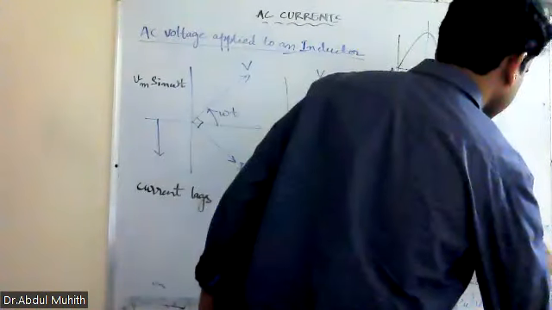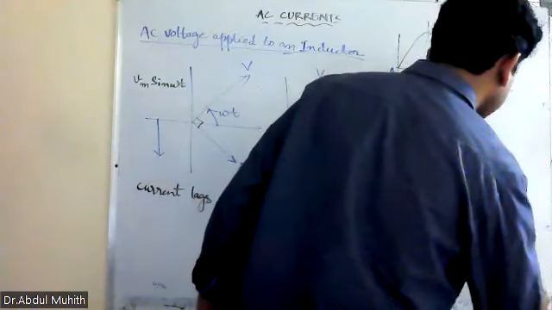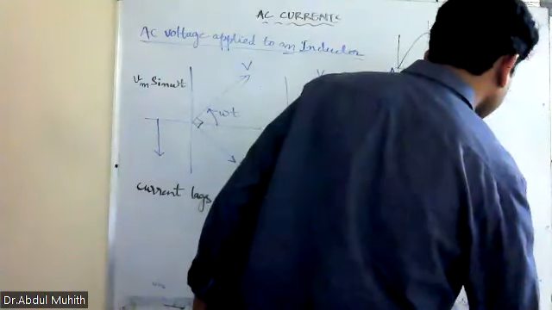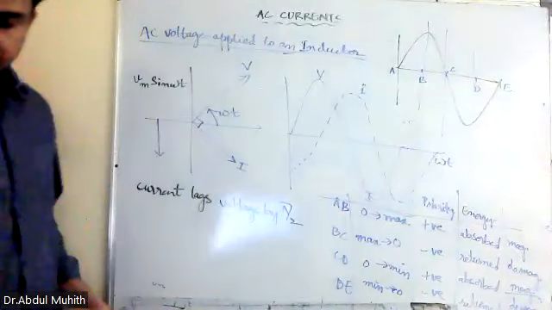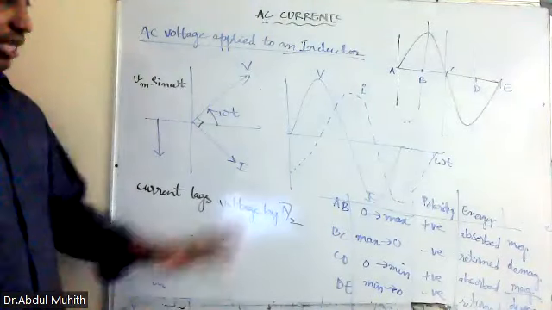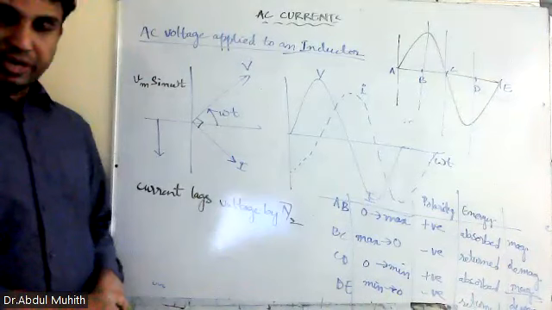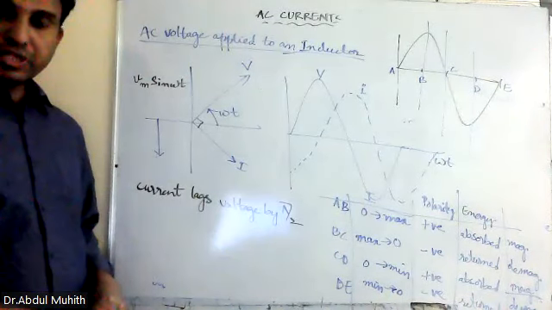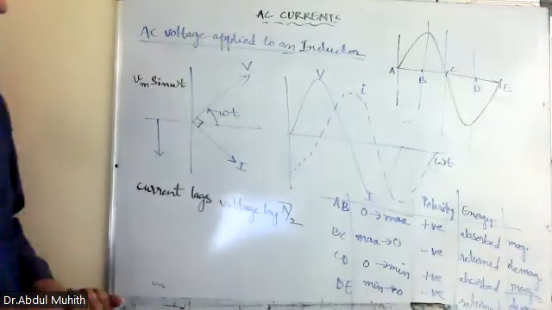After that, here it will get magnetized, and here it demagnetizes. Magnetizes, demagnetizes. Again magnetizes, but in the opposite direction, again demagnetizes. Understood? Is that clear? For one cycle, all these things happen in the inductor.